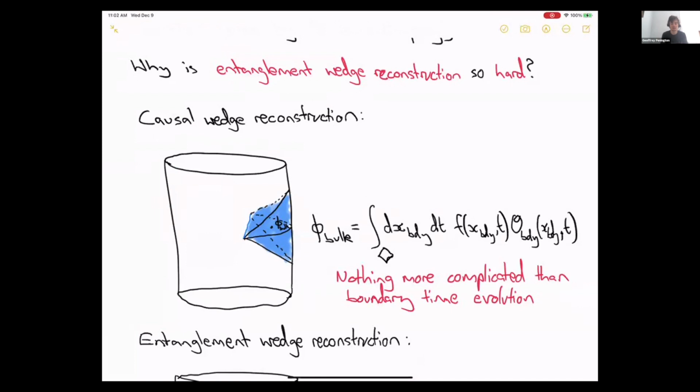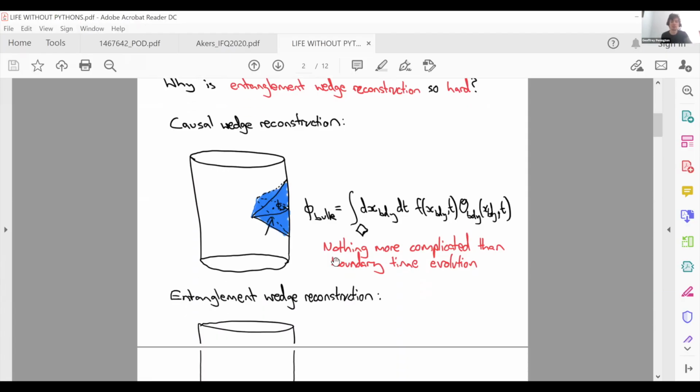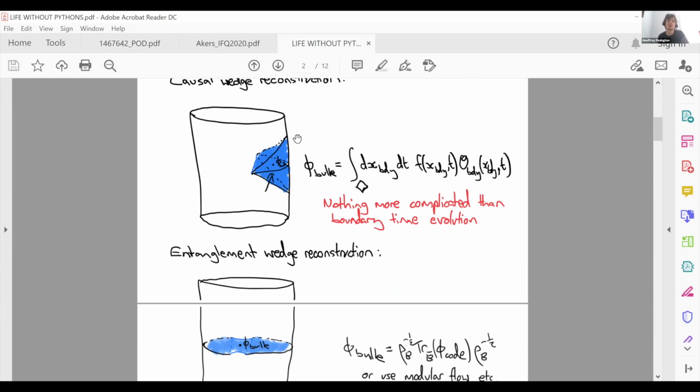So let's compare two different stories. One of them is causal wedge reconstruction. So we have some operator here in the bulk, and we're trying to reconstruct it on the boundary. It's in the causal wedge, and the reconstruction of the bulk operator is basically just an integral over some simple boundary operators spread across the causal diamond that we're reconstructing on. So to actually reconstruct this thing, say it's some little unitary, basically all we have to do is some boundary time evolution back and forth and turn on some little weak sources on the boundary, and we can implement our unitary acting locally in the bulk here.